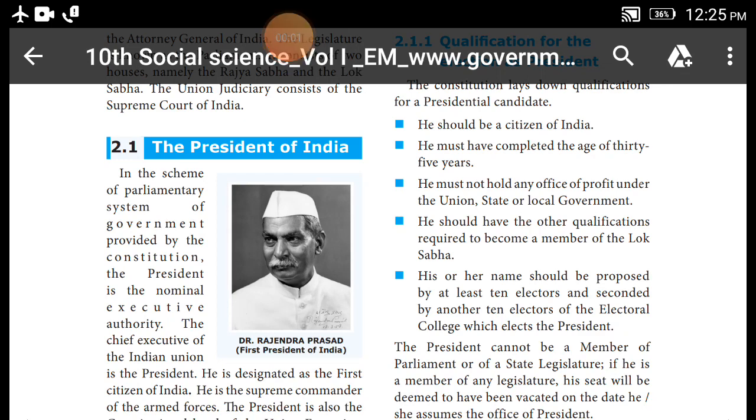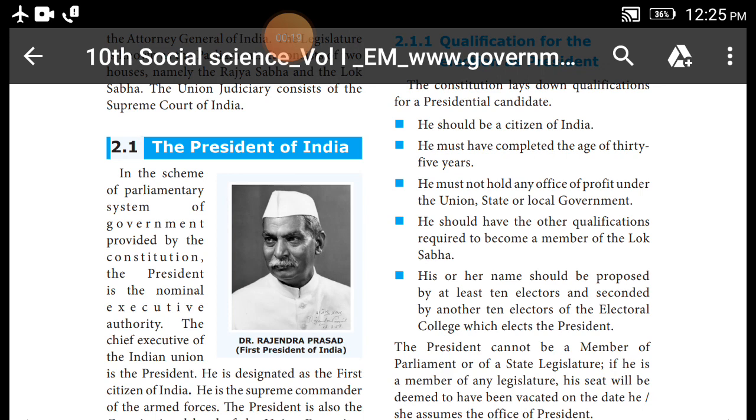Listen, student. So, what are the topics done so far? You know that introduction of the lesson. Introduction means who is the supreme power in our union government. Then, what are the organs of the union government? Organs mean, you know that, three organs.